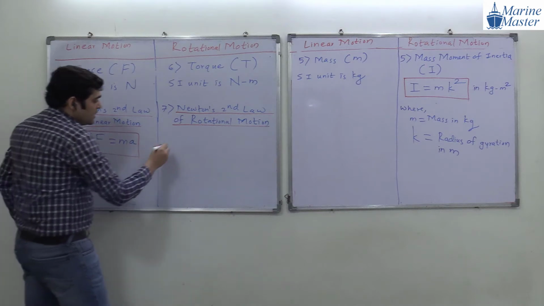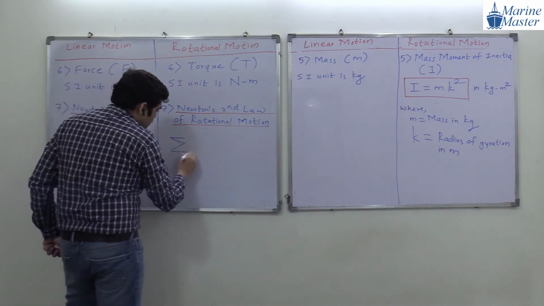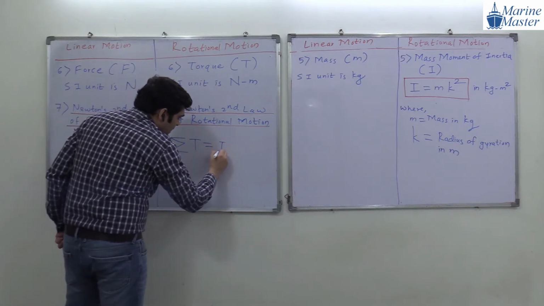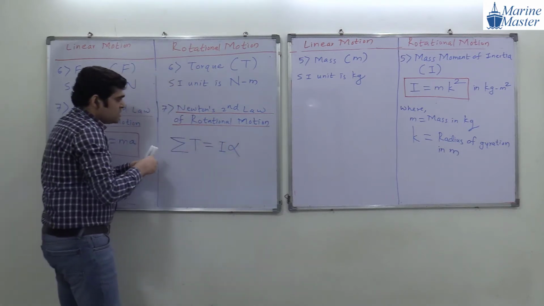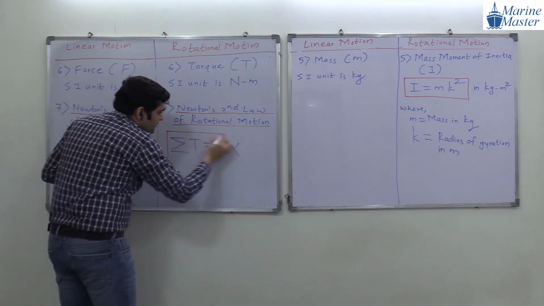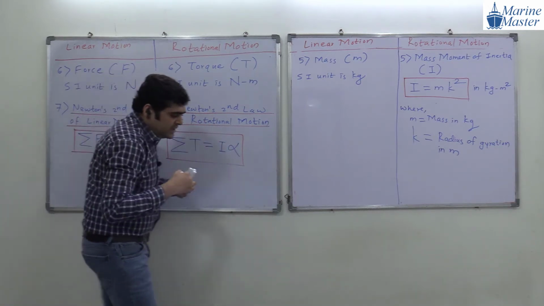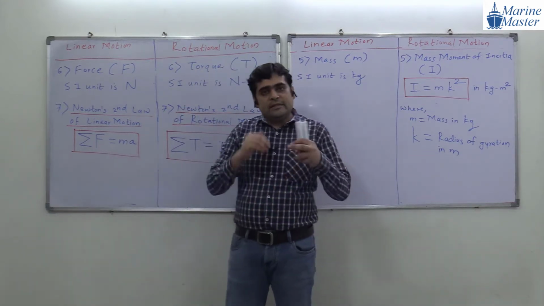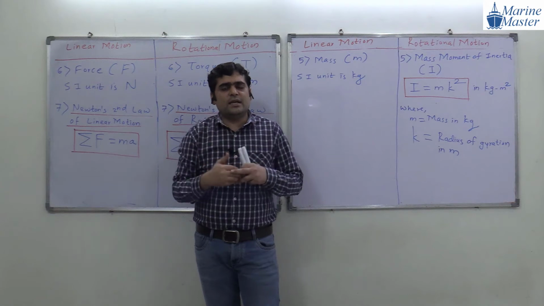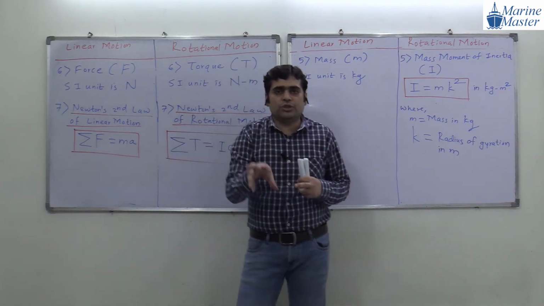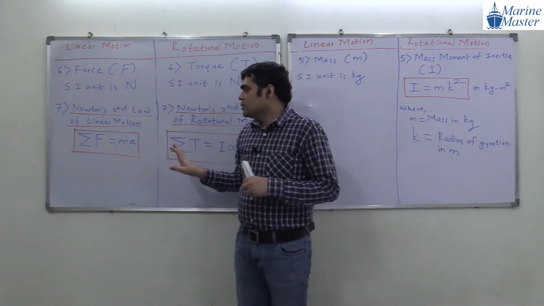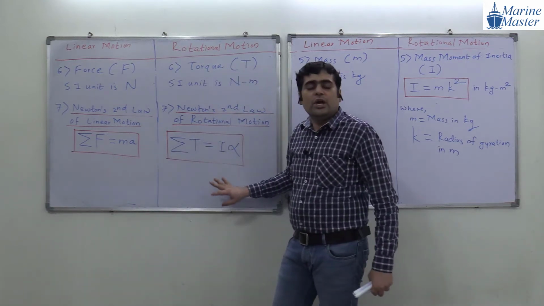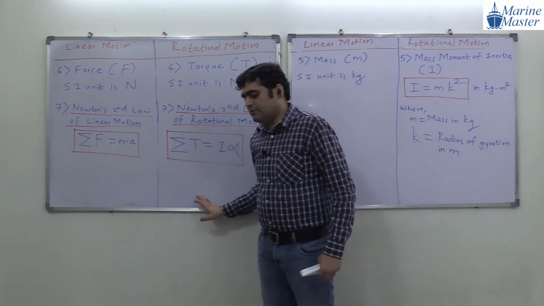Now here, summation of torque is equal to what? I into alpha. Okay. So this is Newton's second law of rotational motion. In this chapter, we are going to use both scenarios side by side. In a few questions, it is a combination of linear motion and rotational motion. Whenever there is linear motion, we will use this one. Whenever there is rotational motion, we will use this one. Please everyone write down the 7th point.